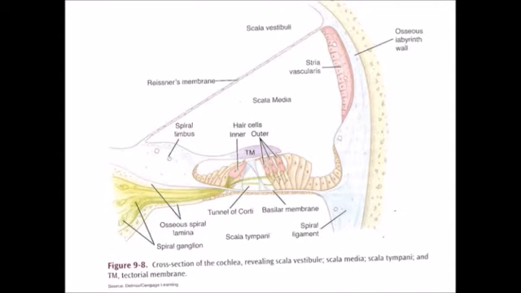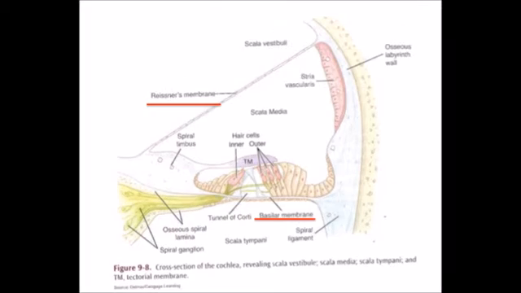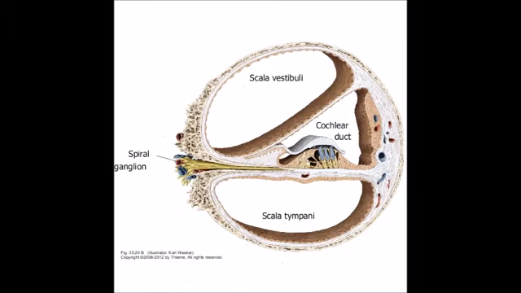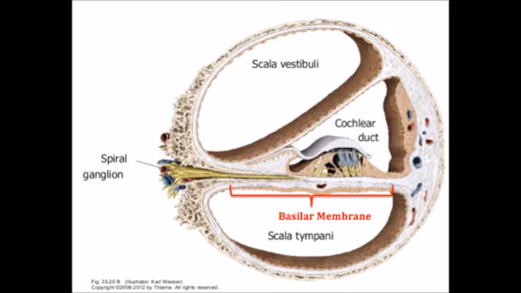The scala media is separated from the scala vestibuli by Reissner's membrane. The scala media is separated from the scala tympani by the basilar membrane. Sound vibrations travel in through the scala vestibuli. Reissner's membrane yields, the endolymph inside the cochlear duct is disturbed, and so the vibrations reach the basilar membrane. The basilar membrane reacts more to vibrations of the inner ear than most other structures.